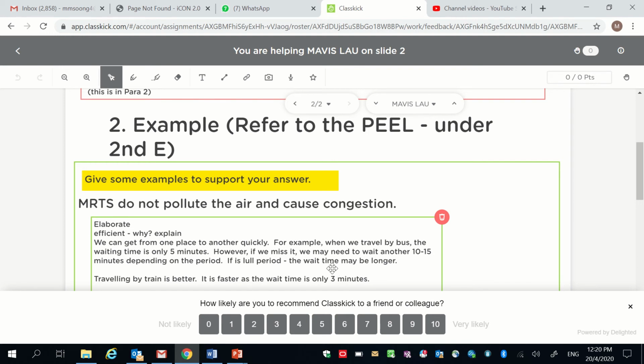But then you have to explain this is referring to bus. But if it's MRT, it will be different. MRT is even more efficient. Once you hop on the train, it takes you quickly to your destination. So you can say the difference: traveling by train is better. Why? Faster, as the wait time is only 3 minutes.